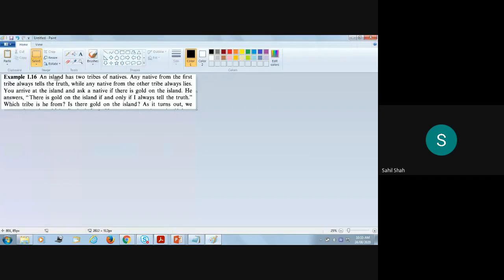Still, if you are confused, let us look at this. An island has two tribes: one always tells the truth while a native from the other lies. The statement is: there is gold on the island if and only if I always tell the truth. Let P be the statement, there is gold on the island. Let Q be the statement, I always tell the truth. So I will use the biconditional truth table: T, T, T. Or if the first one is false, there is no gold on the island, then I am not going to tell the truth: false, false, true. Either way, you could arrive at the conclusion that there is gold on the island.